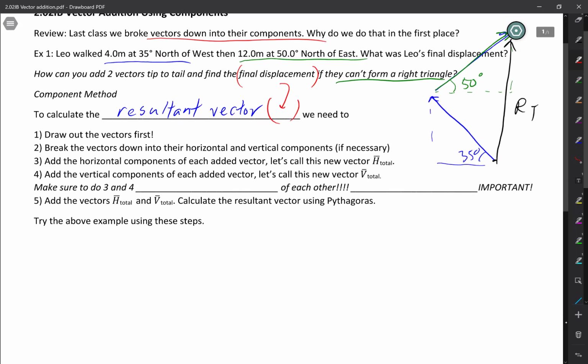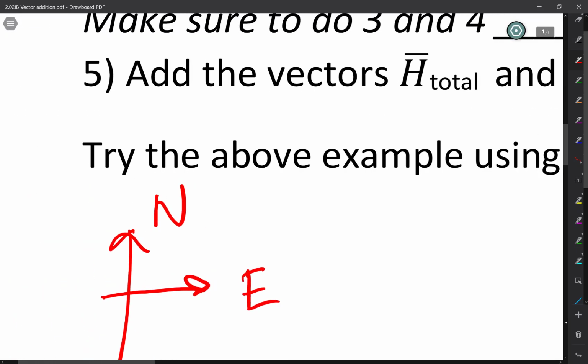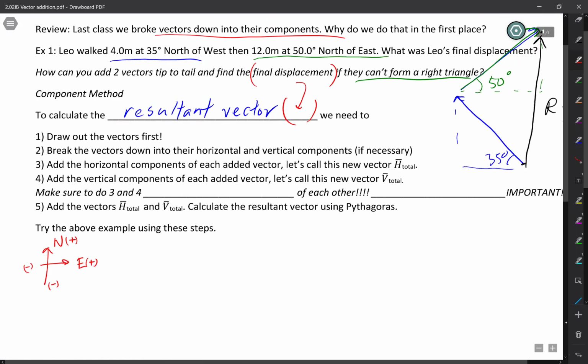But before you even do anything, I would recommend starting out with a compass. Draw out your compass. I'm going to label north like this, east like this, and because when we talk about vectors the direction matters, I'm going to label which directions are positive and which are negative. East is the positive direction horizontally, north is the positive direction vertically. Therefore, south will be negative and west will be in the negative direction horizontally. I want to label that first.